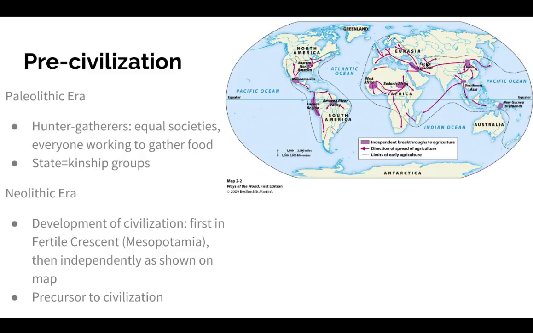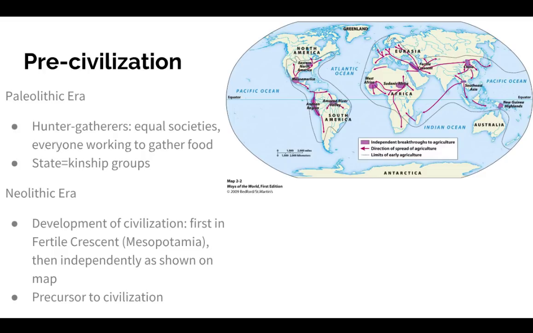And then the Neolithic time is the development of agriculture, which led to the development of the first civilizations, which you might remember was here in what we call the Fertile Crescent, which became Mesopotamia. And remember that agriculture, as shown on this map, spread throughout Eurasia, and that it was also developed independently, as you can see here on the places in the map that are not connected by arrows, in various places around the world.